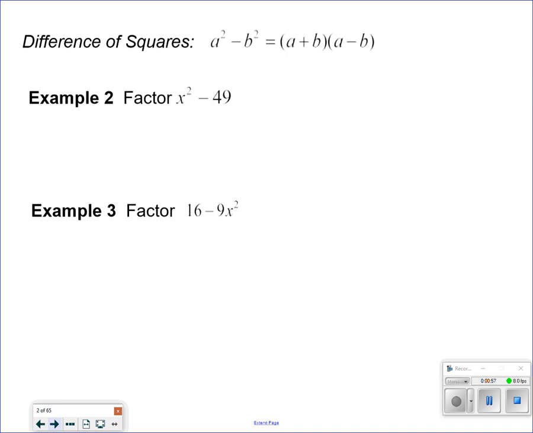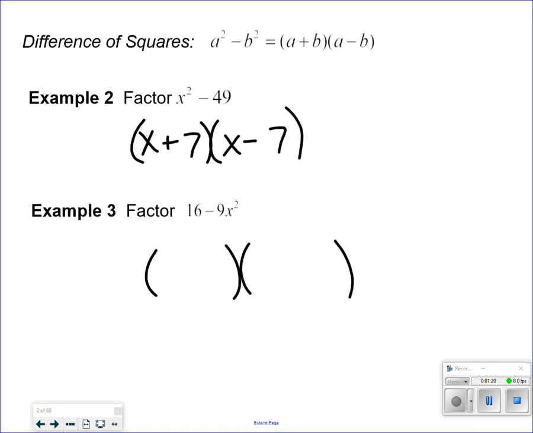Well, if it's a perfect square minus a perfect square, this is called the difference of squares. So x squared is a perfect square. It's x times x. 49 is a perfect square. It's 7 times 7. And one is plus and one is minus. And it actually doesn't matter which parenthesis you make the plus and which parenthesis you make the minus. Now, the order does matter.